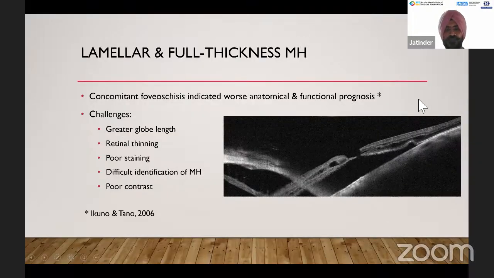So sometimes foveoschisis can be associated with lamellar holes and full thickness macular hole. A careful scan with the OCT through all the raster lines will give us an idea if it is a full thickness hole, which becomes an indication for macular hole surgery in such eyes. And the presence of foveoschisis usually indicates a poorer prognosis.